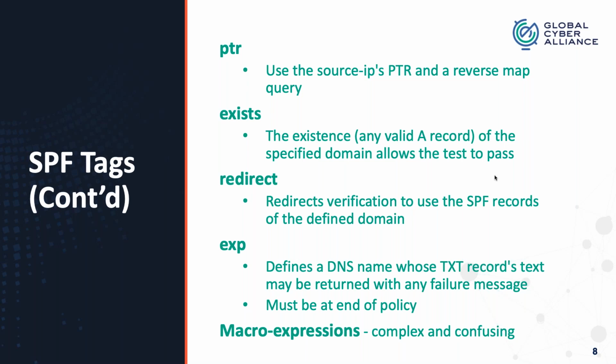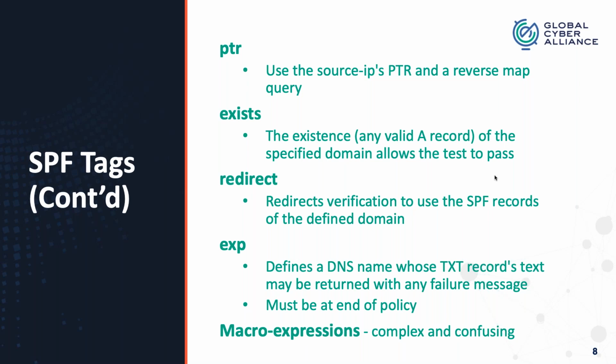Then there's exists. This means as long as there's a valid A record for that specified domain, it allows these messages to be considered a pass. So you can put in exists colon and then a domain name, and as long as the A record exists, then you're perfectly fine.